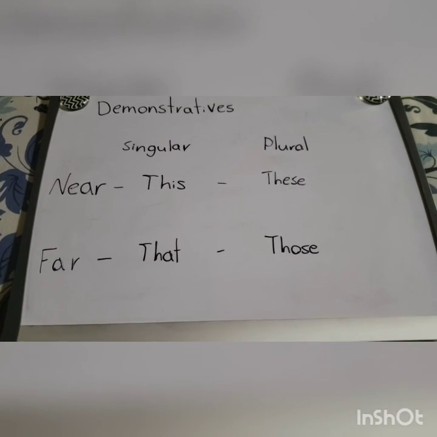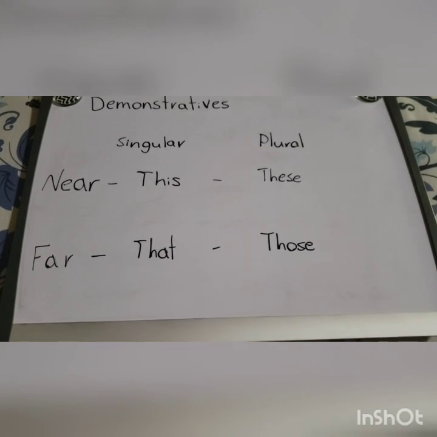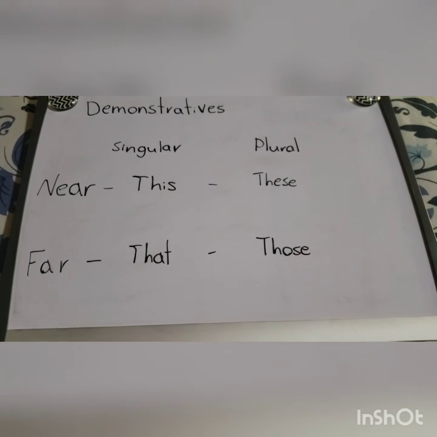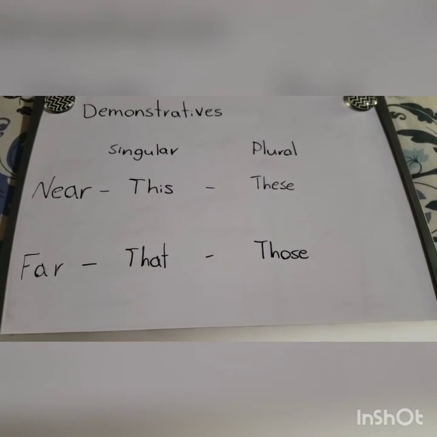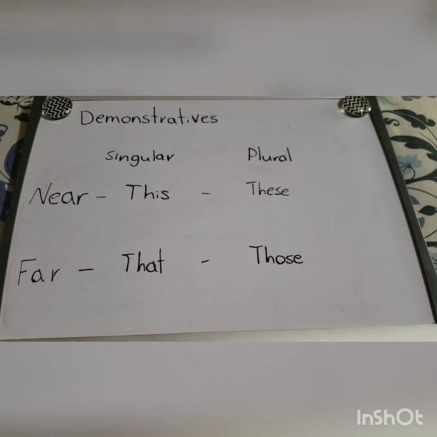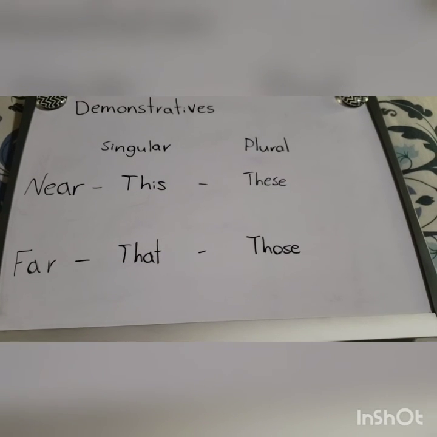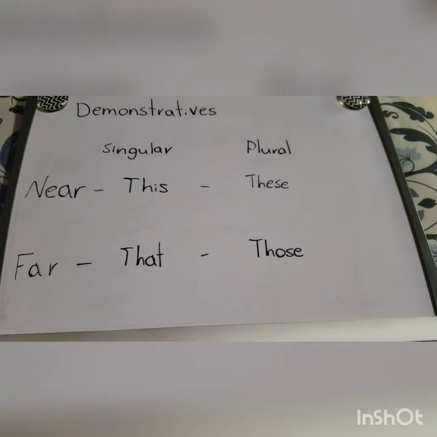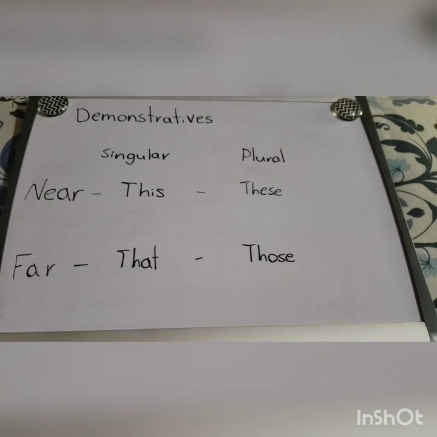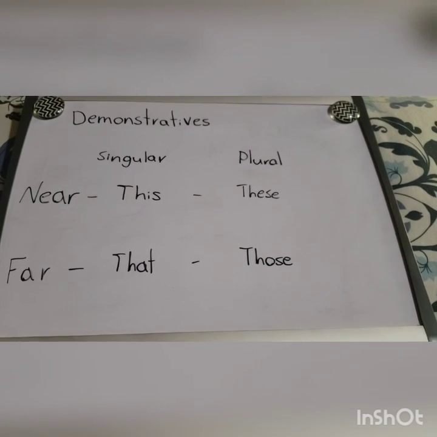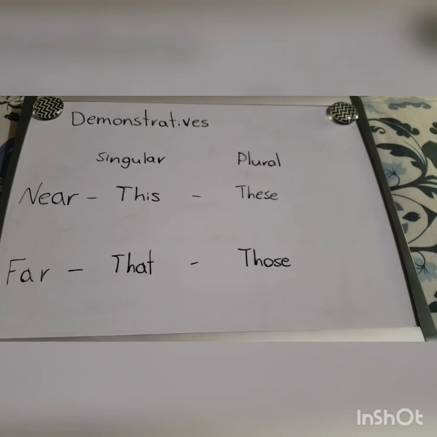Demonstrative determiners are used when we need to indicate if the noun is near to us or far from us, and if it's singular or plural. We use this and these when the object is near to us, and we use that and those when the noun is far from us. We use this and that when the noun is singular, and these and those when it's plural.